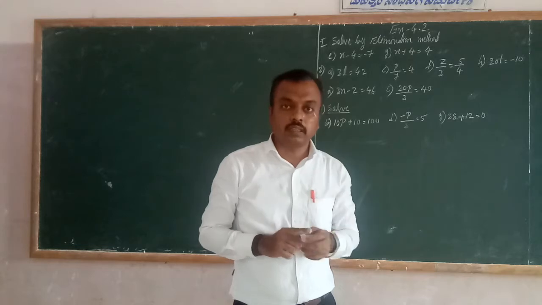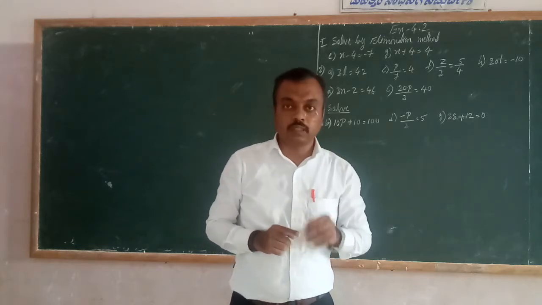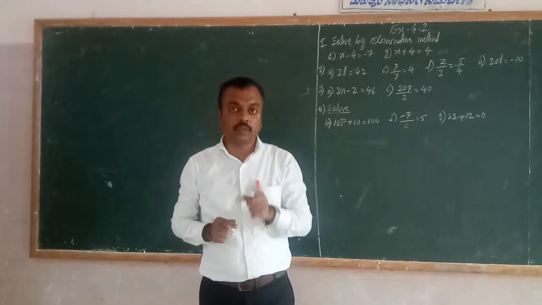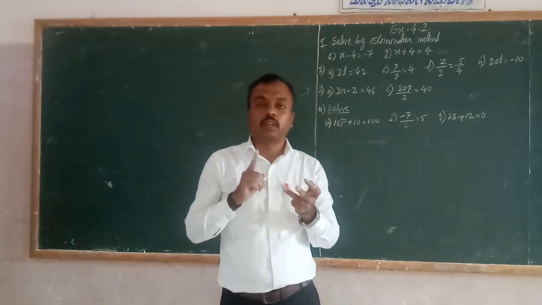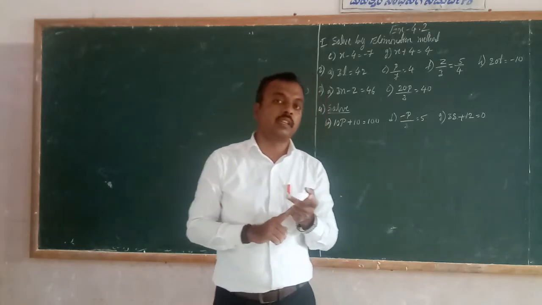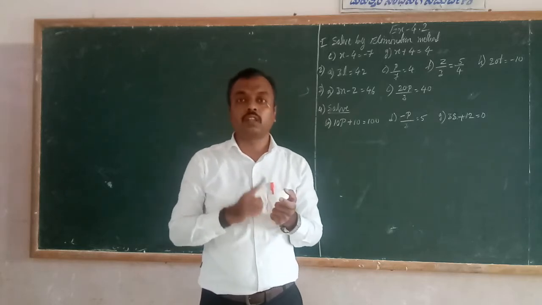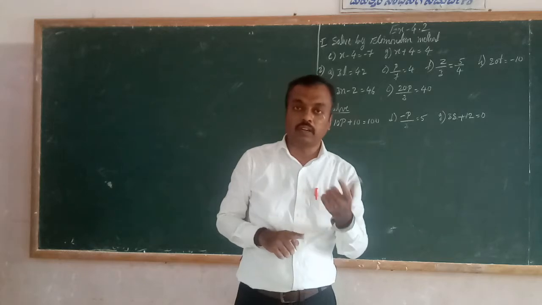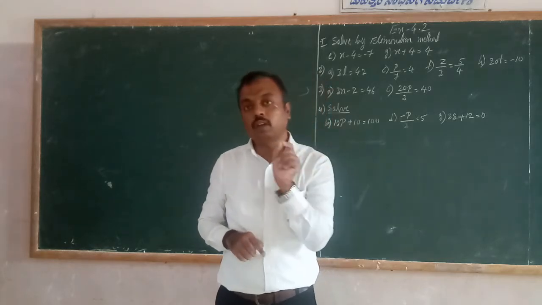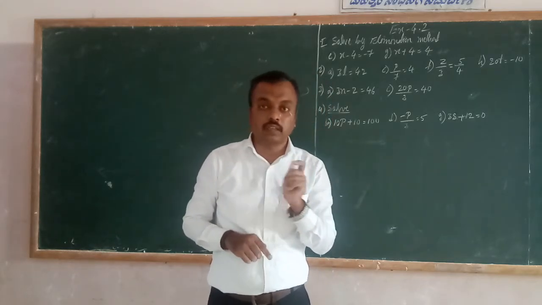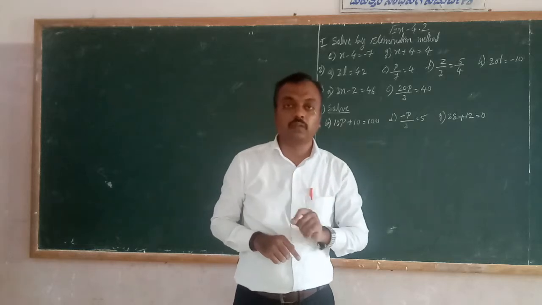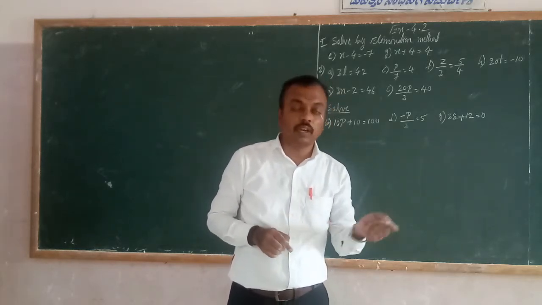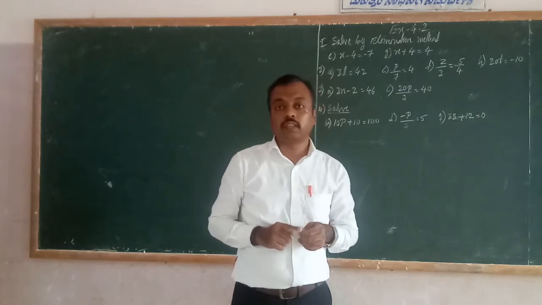So I told you in the last classes that we solve linear equations in one variable, or simple equations, by three methods. The first is the trial and error method, the second is the elimination method, and the third is the direct method, or transposition method. In trial and error we give a value of x, and when the LHS and RHS are equal, that value of x is the solution of the given equation.